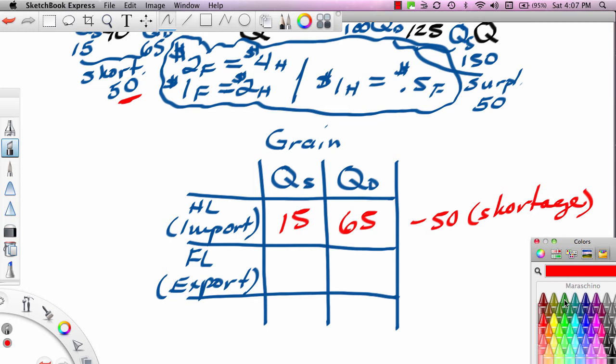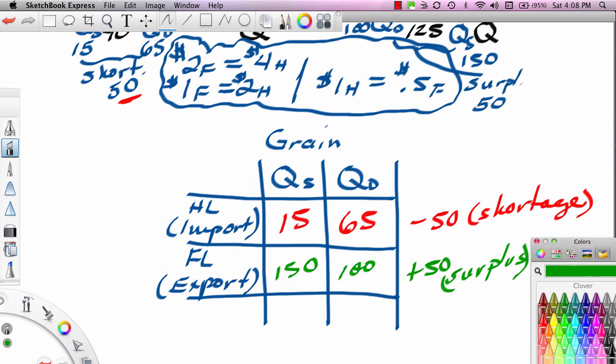Now, Flatland, on the other hand, is going to produce 150 million bushels of grain at the world price, but only demand 100 million bushels. So what's going to happen is it's going to run a surplus of 50. I can squeeze that in there. Sorry for that. And notice that that surplus will be exactly what is needed to meet this shortage.